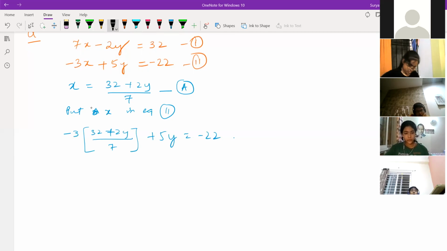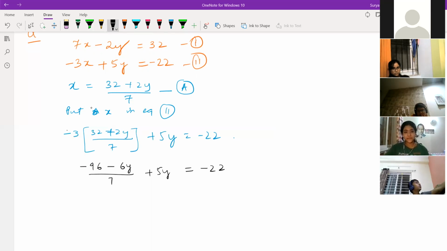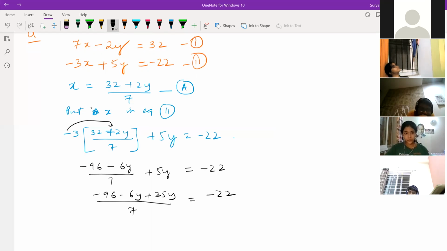So minus 3 you multiply inside, what do you get? Minus 3 times 32 is minus 96, minus 3 times 2y is minus 6y, divided by 7 plus 5y is equal to what? Minus 22, right? So here only, sir, instead of writing minus 6y, I wrote plus 6y. So minus should be multiplied with this also, with sign. So let's take the LCM here, 7. So minus 96 minus 6y, then plus 35y is equal to minus 22.